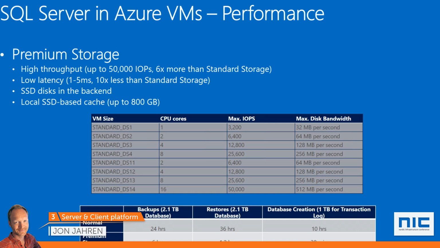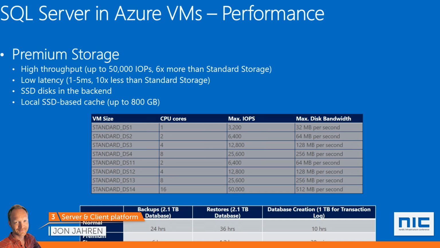For the actual storage configuration for your data, this is not a local SSD, but we call it premium storage for the D series and G series. And these give you high throughput, up to, for the G series, they announced that they are able to get up to 50,000 IOPS, 6 times more than standard storage, and at very, very low latency, about 10 times less than standard storage. And there are SSD disks in the back end. But just note that this is not the same as the local SSD-based cache, which is even faster.